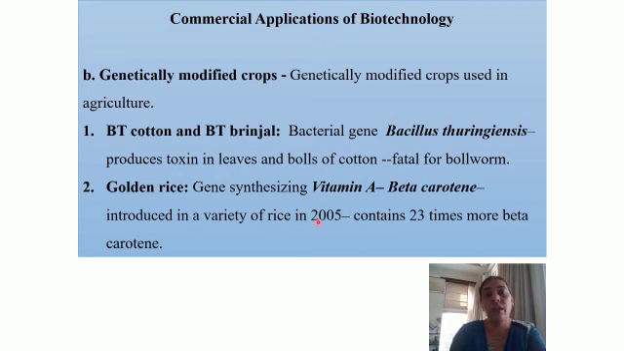and we find that the crop variety that we are going to get, the variety of rice that is developed after introducing this gene, contains 23 times more beta carotene. So if we consume this rice, we get beta carotene, and eventually vitamin A, that is retinol, will be synthesized in the body, and we know that it is very good for the health of the eyes. So these are the two examples of genetically modified crops.